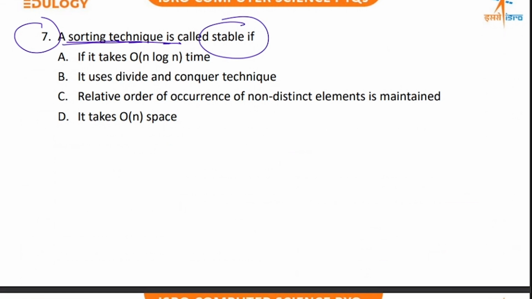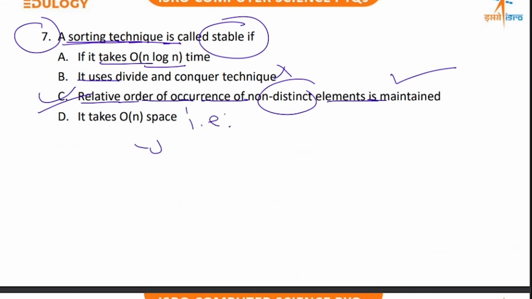If it takes order of n log n time, it uses the divide and conquer technique, or the relative order of occurrence of non-distinct elements is maintained. Obviously, option C is correct. Why is option C correct? See, I'm taking an example over here. Just see, if an array is given to you, which is 1, 2, 4, 2, 3, 4, 3.